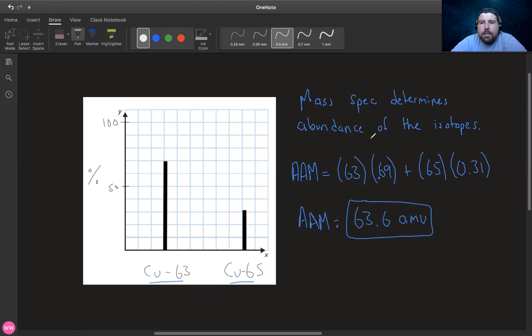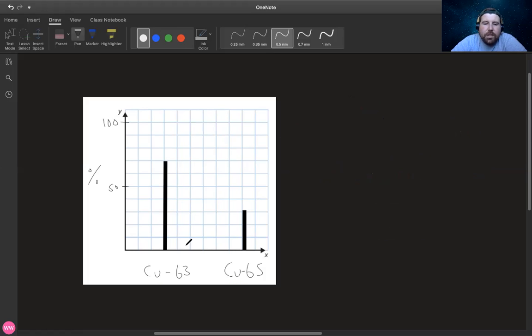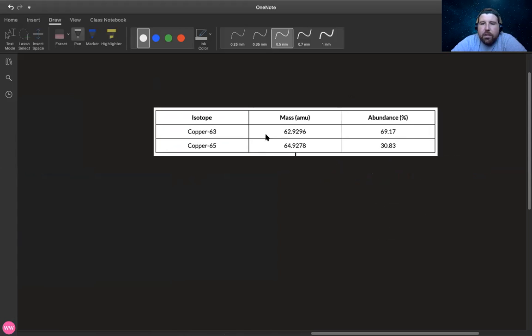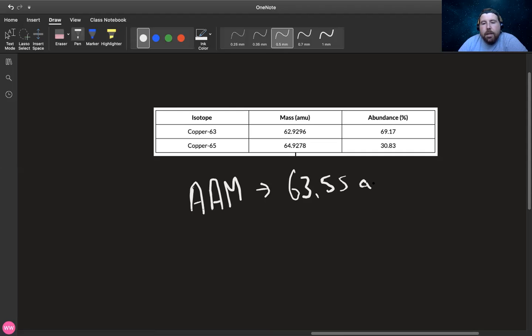That's actually pretty close to copper's actual average atomic mass, which is 63.55. Of course, you're not always going to be given this graphical data. You will often be given the actual specific values, and you can check your work to see if you get the average atomic mass of copper to be 63.55 AMU. That's what we're looking for using these data.